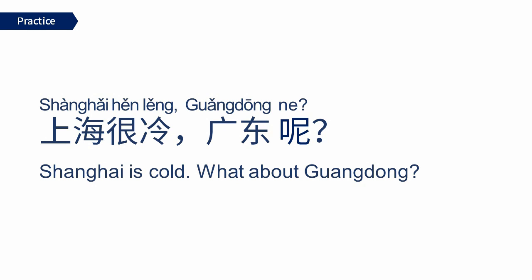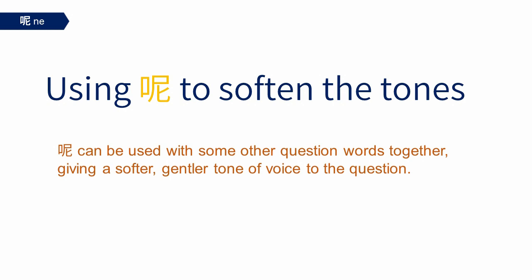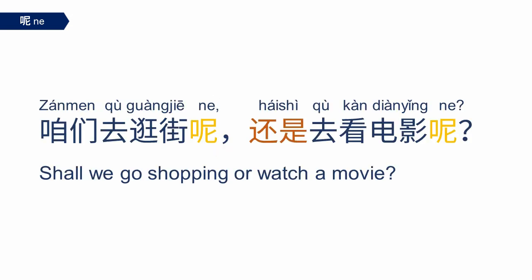Using 呢 to soften the tones. 呢 can be used with some other question words together, giving a softer, gentler tone of voice to the question. For example, shall we go shopping or watch a movie? 咱们去逛街呢，还是去看电影呢？As you can see, we're using 呢 with the question word 还是 together to make your intonation sound much softer or tender.